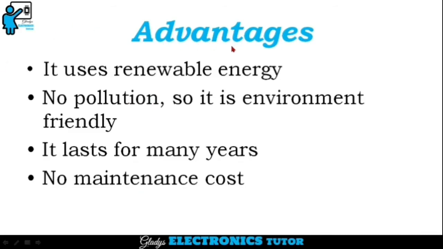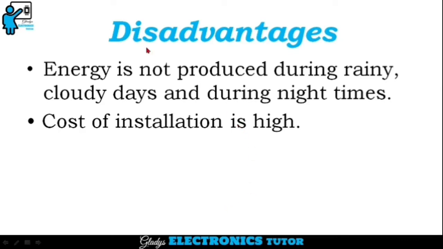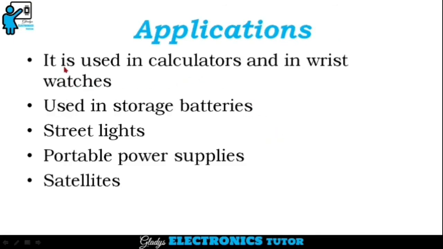So the advantages of solar cell are it uses renewable energy, no pollution, so it is environment friendly, it lasts for many years, and no maintenance cost. The disadvantages of solar cell are energy is not produced during rainy, cloudy days and during night times, and cost of installation is high. The applications are, it is used in calculators and in wrist watches, used in storage batteries, street lights, portable power supplies, satellites.